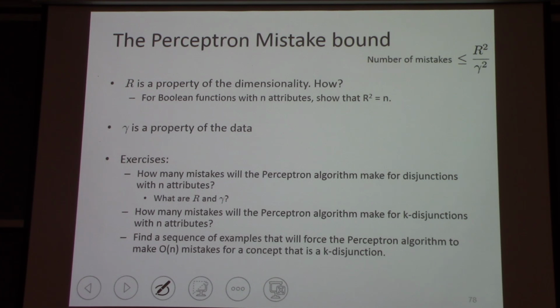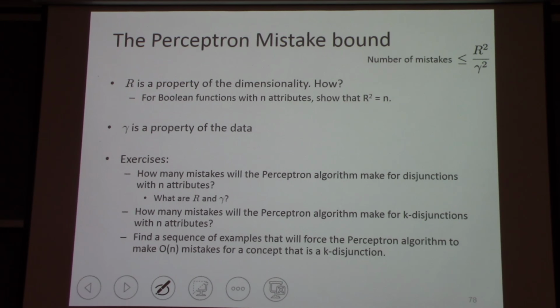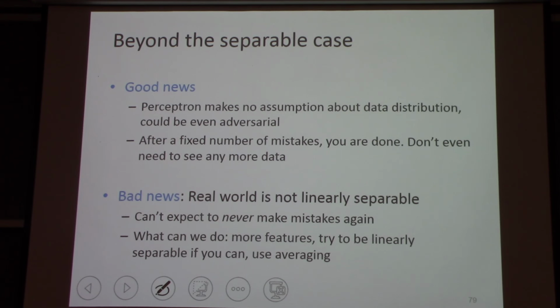And the penultimate thing I want to leave you with is, this is a tight bound. Meaning you can, for certain concepts, find a sequence of examples that forces the algorithm to make this many mistakes. Try to find a sequence of such mistakes for k disjunctions. Okay, news. There's no assumption about the distribution of the data. The algorithm doesn't care what your data looks like. If the data set is separable, then it will find a separator, even if the source that's giving you the examples is acting adversarially.